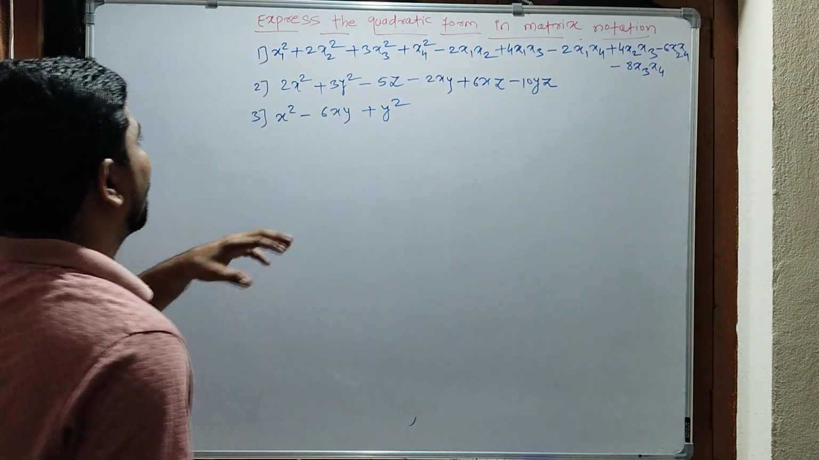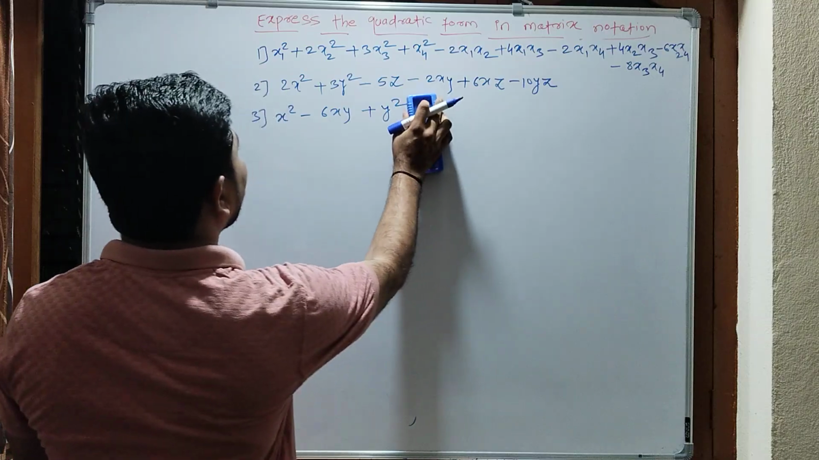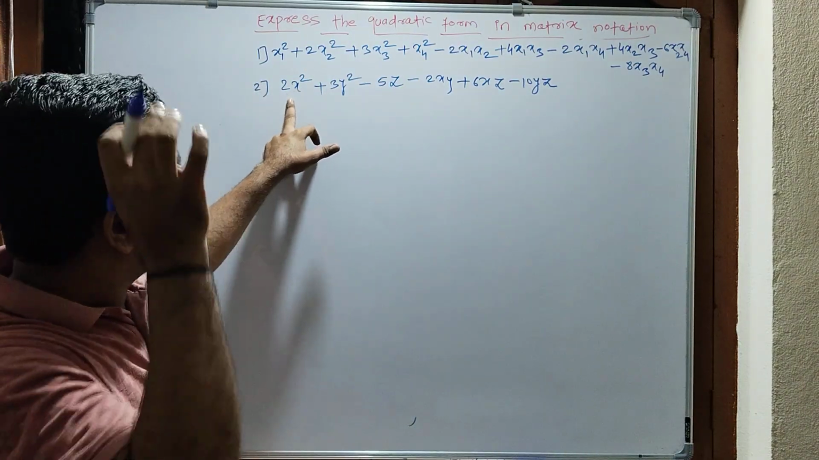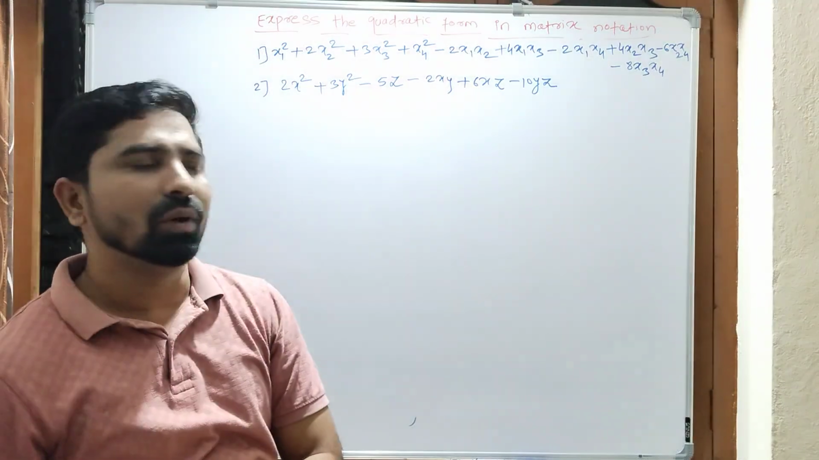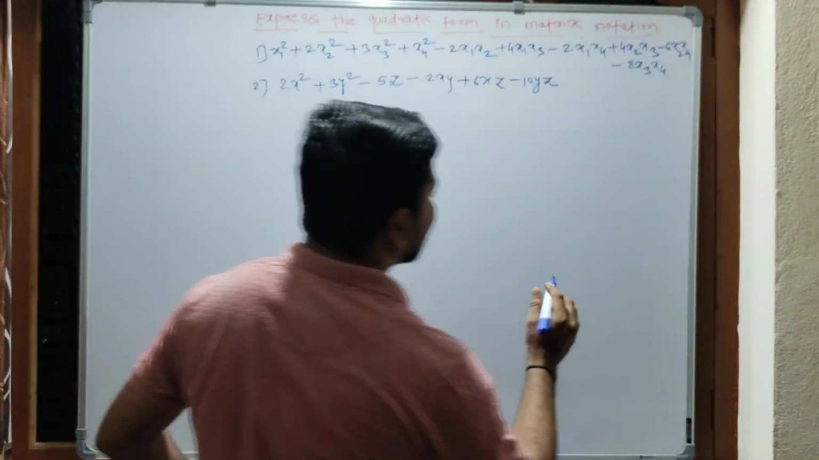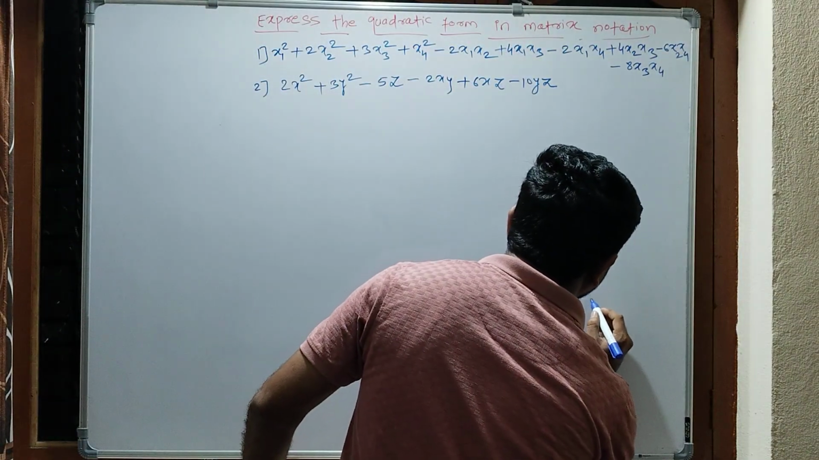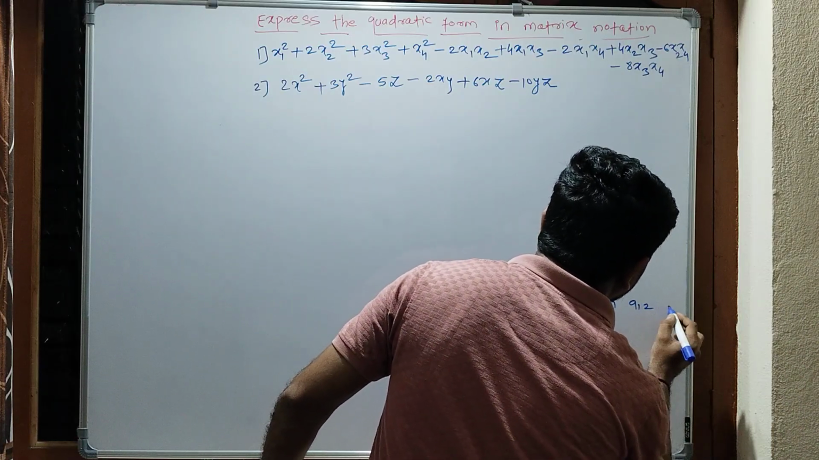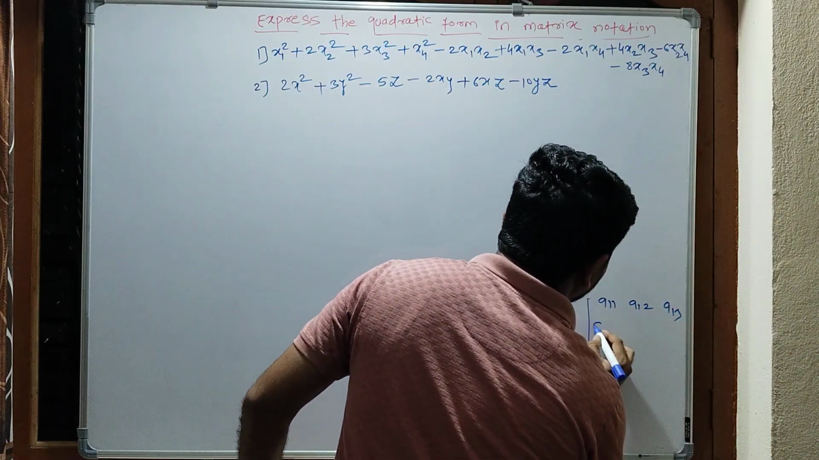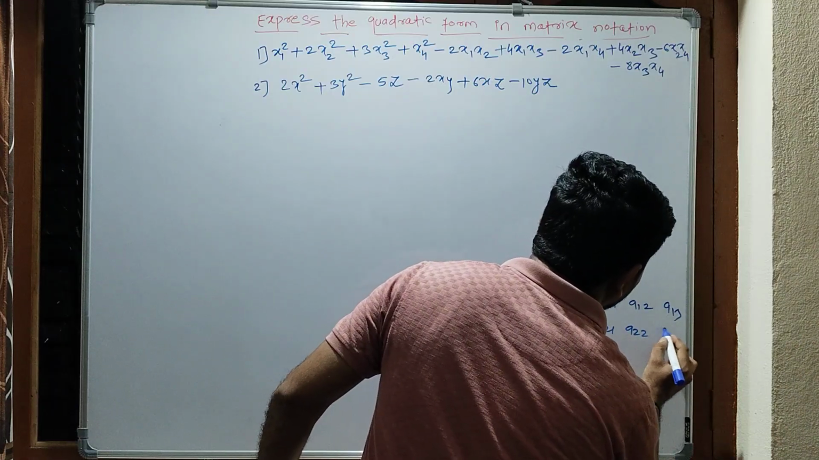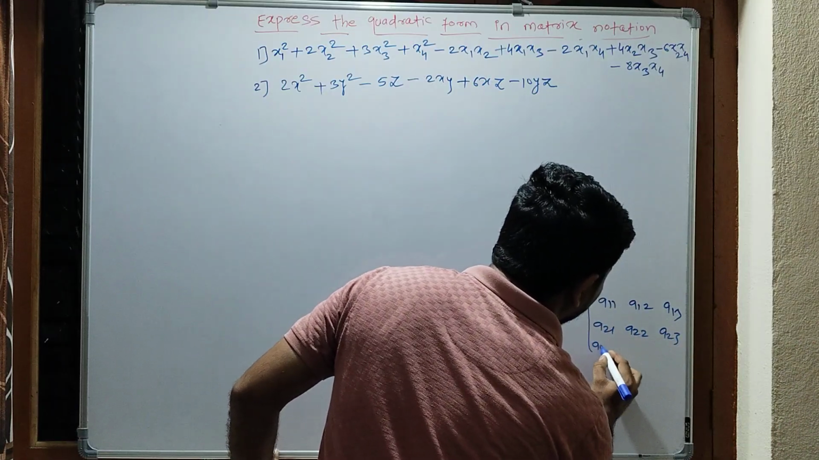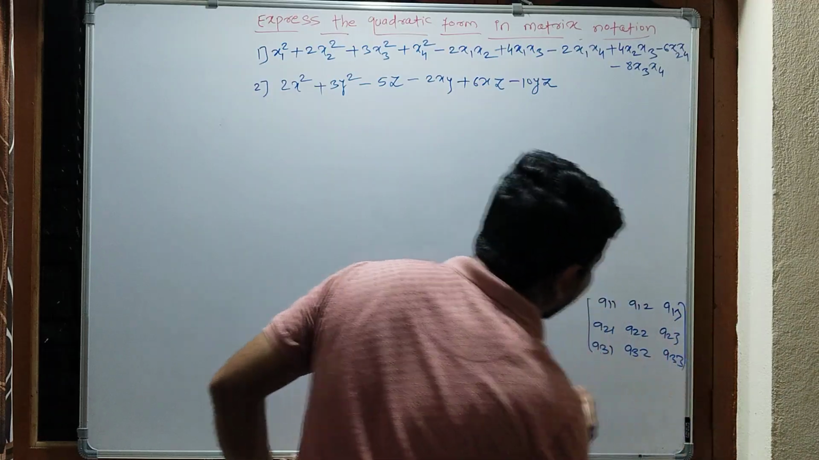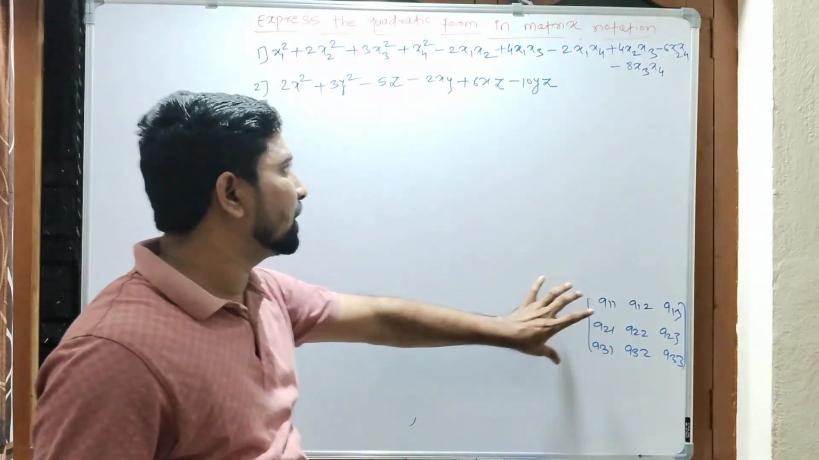So now the third example is solved. Now here I will solve the second example. Now this is the quadratic form in x, y and z variables. So here first I will write the matrix notation. Here first I will write a matrix of order 3 cross 3 for the sake of understanding. A11, A12, A13, A21, A22, A23, A31, A32 and A33. So here this is the 3 cross 3 general matrix.